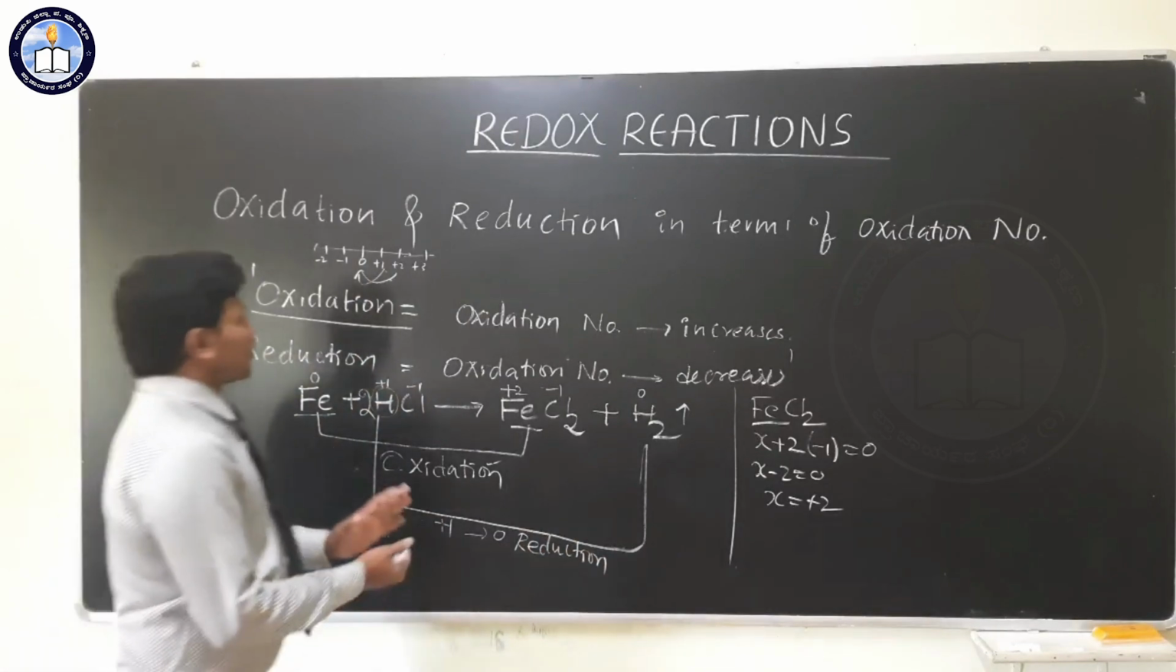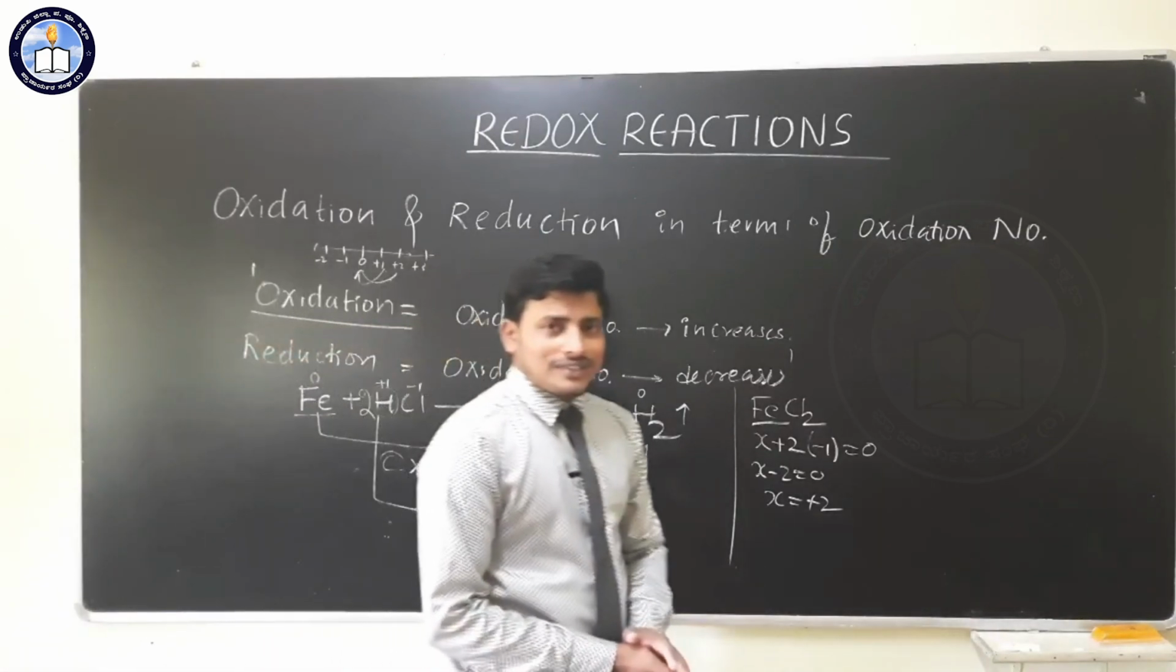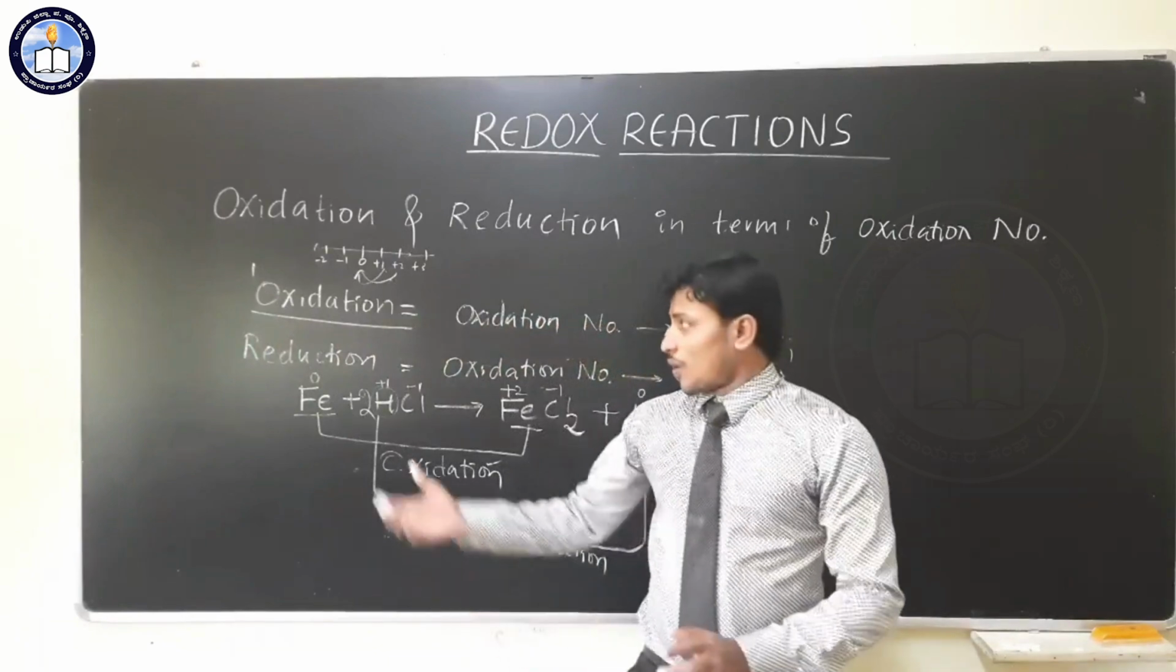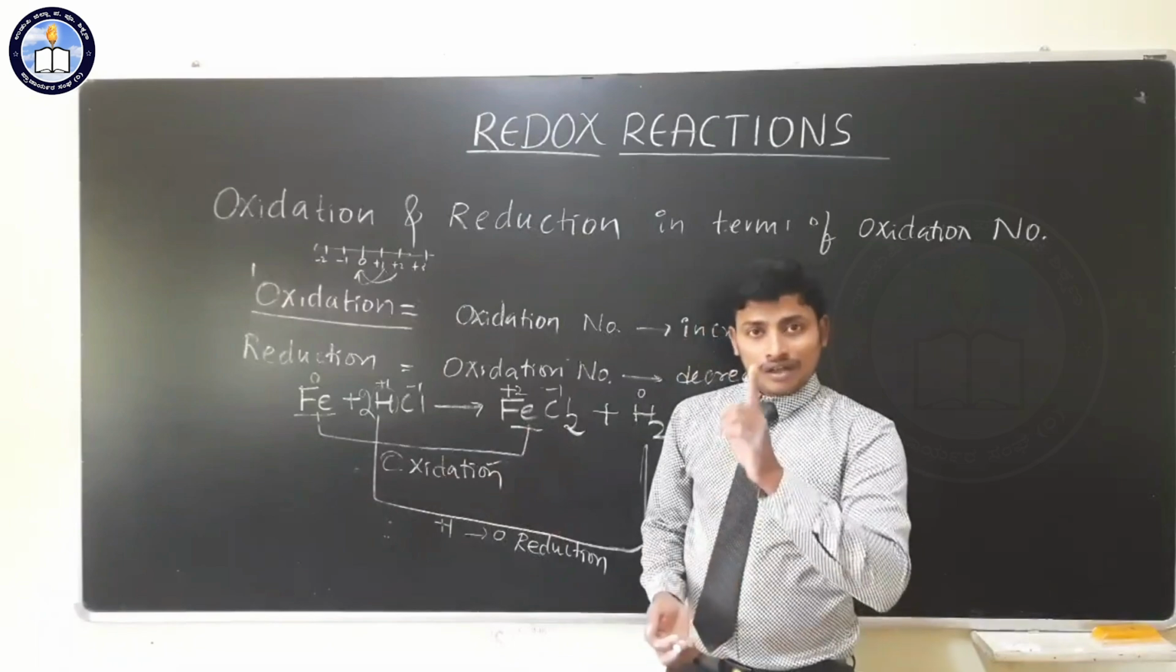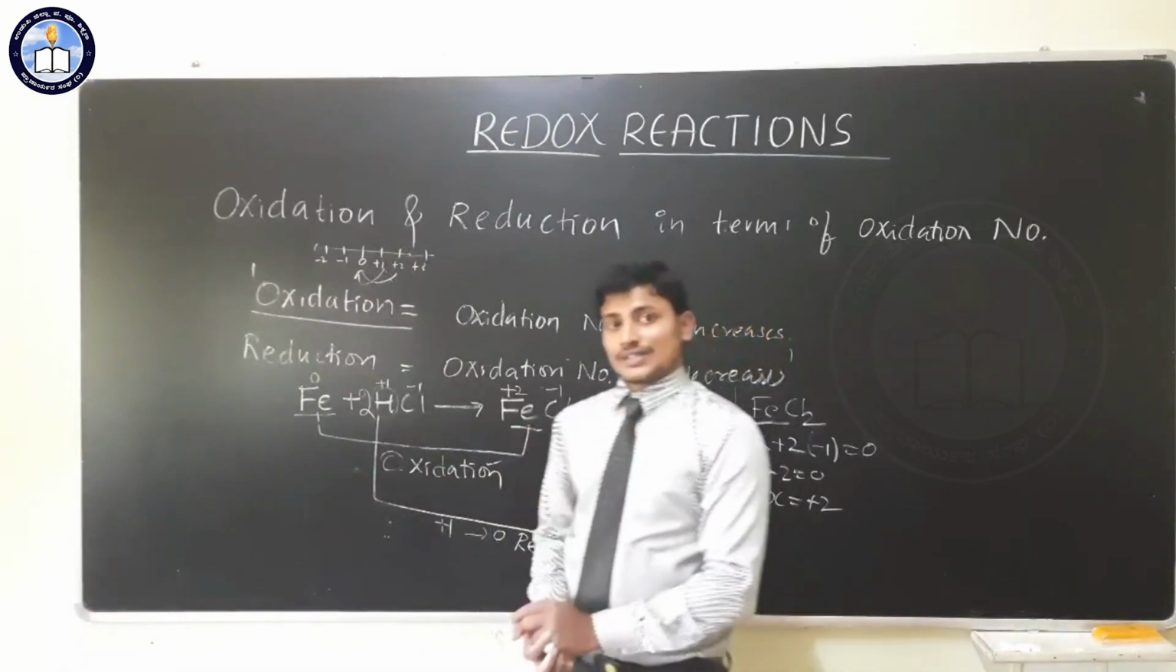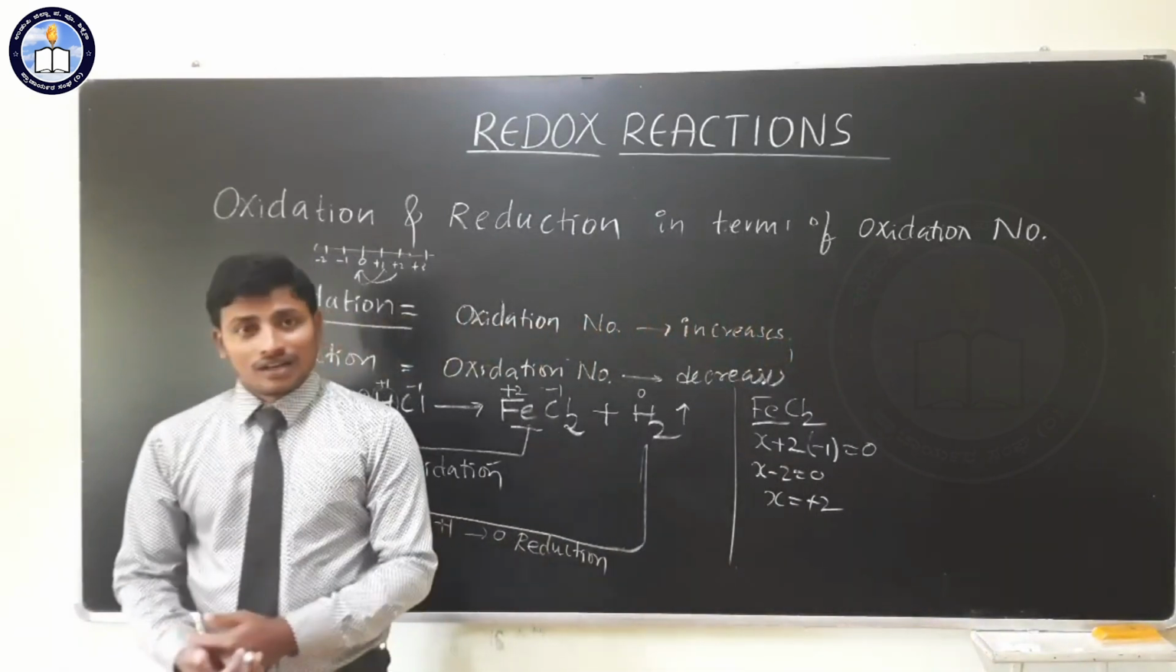So it's quite clear that in any chemical reactions, if oxidation number of the species increases, it is known to be oxidation. If it decreases, then it is known to be reduction.